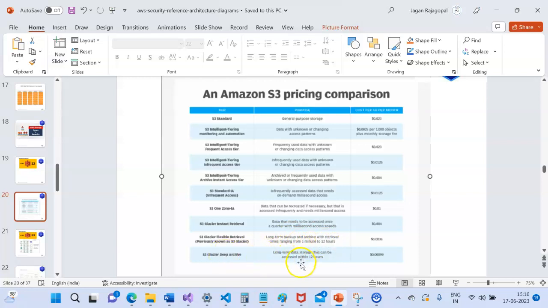Deep Archive is for when you are storing for more than 10 years or 5 years, and you can't access it immediately. For that you need to pay the least amount, and it can be accessed after 12 hours.